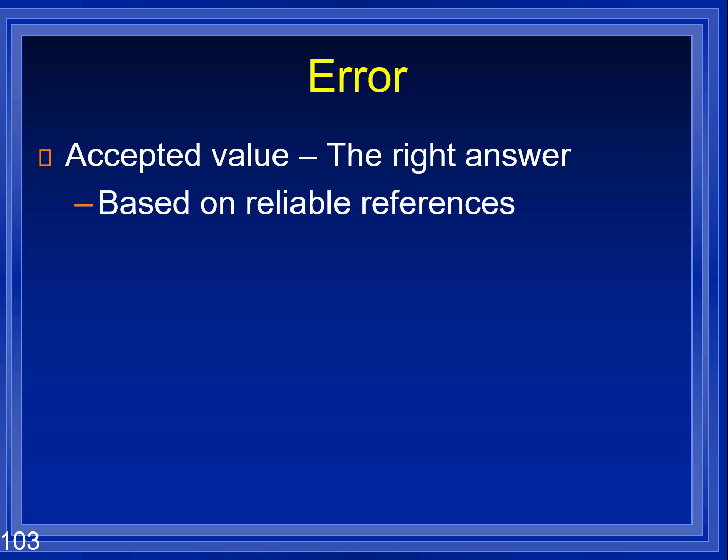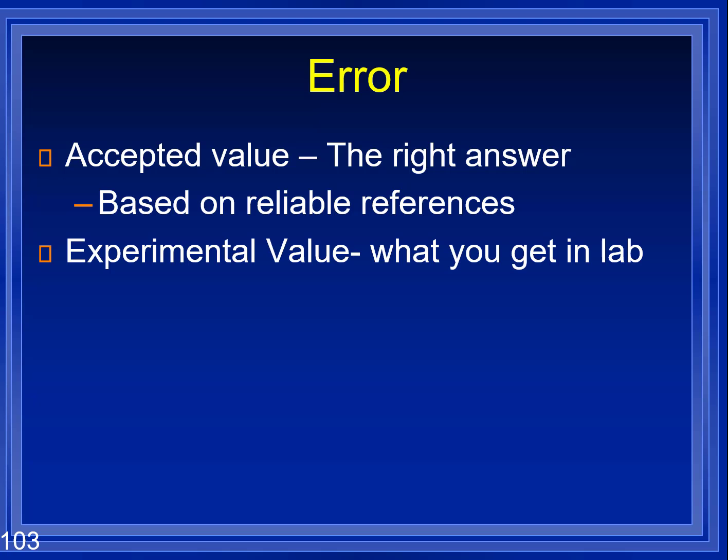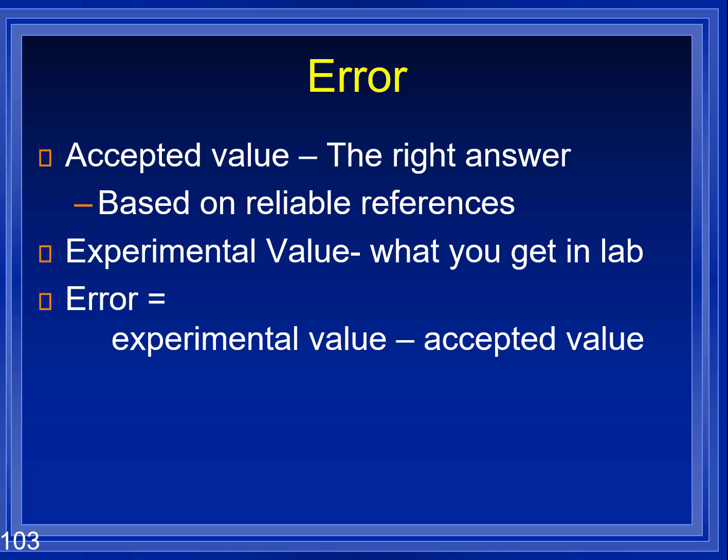That's the right answer, and then you're going to have what you get in the lab, and that's called the experimental value. What you get when you measure it. So how would you use those two numbers to figure out how wrong you were, what your error was? Subtract. Experimental value minus accepted value. That's how wrong you were.